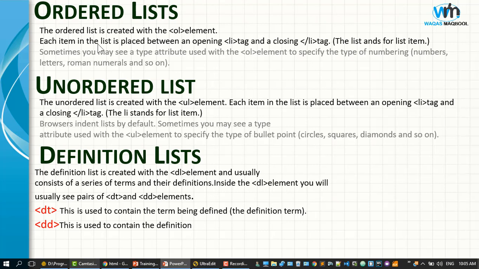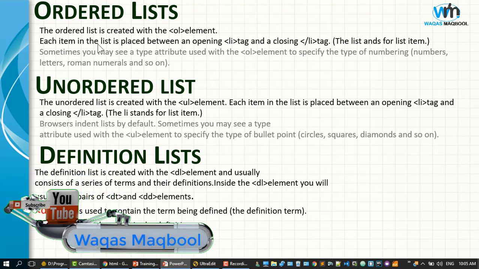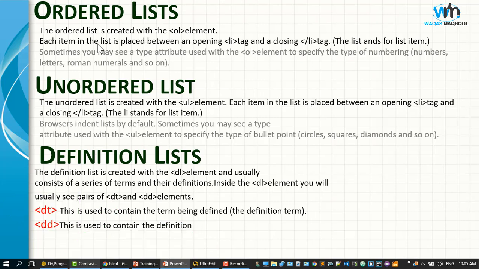The second one is the unordered list. The unordered list is created with the UL element. Each item is placed between li tags, similarly to the ordered list. Browsers display bullets by default. Sometimes you can see the type attribute with the UL element, with values like bullet, circle, square, diamond, and so on.